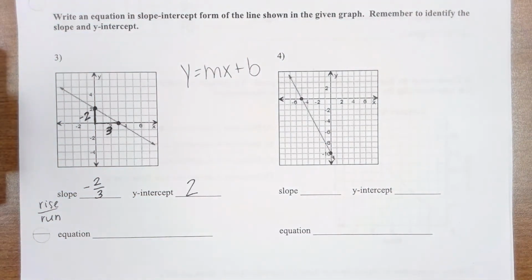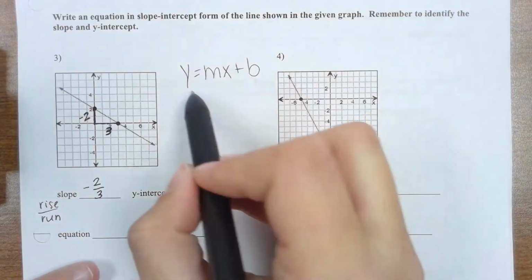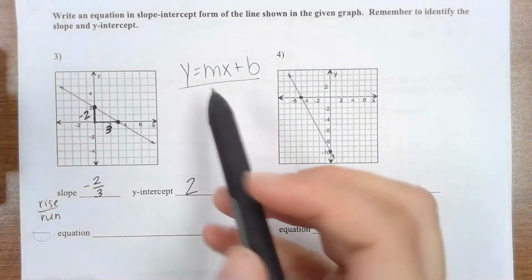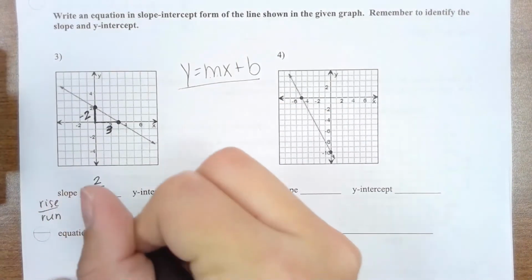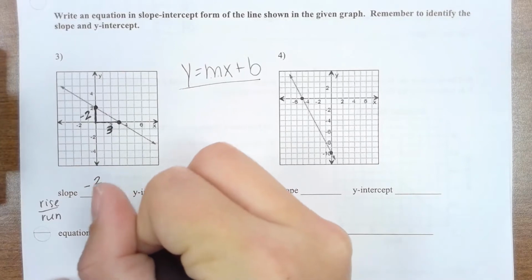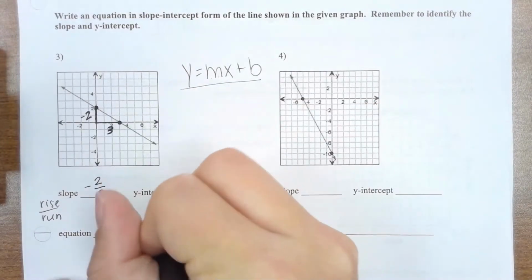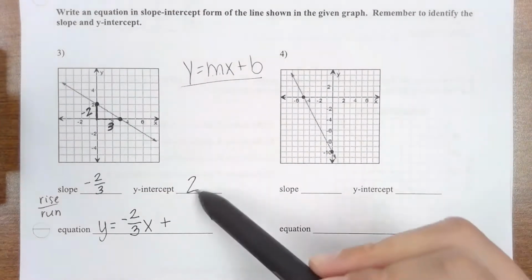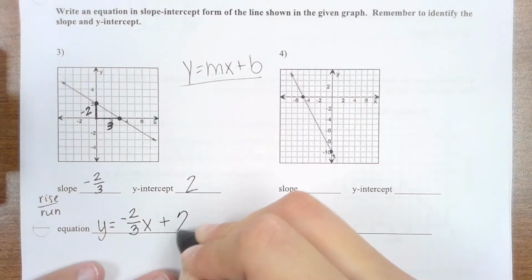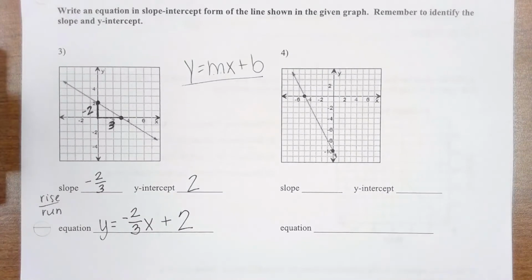Okay, so now that we have all the information that we need, we can now set up our equation in the format of y equals mx plus b. So remember, m is your slope. We just found the slope to be -2/3, so I'm going to plug in -2/3 for m, and don't forget the x on it. And then it's going to be plus your y-intercept, so we said our y-intercept was 2. So my equation is y equals -2/3 x plus 2.